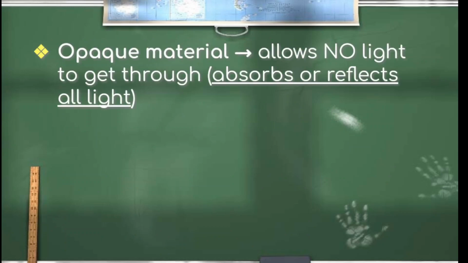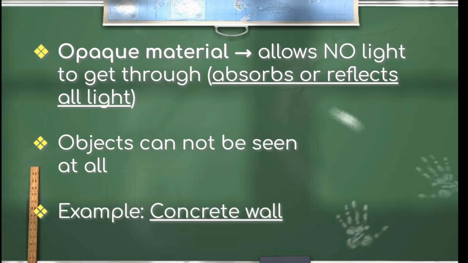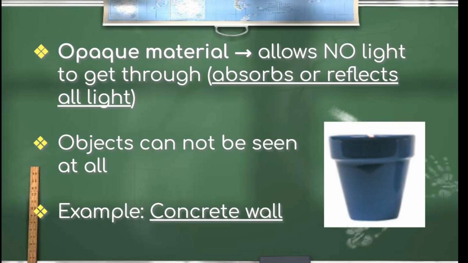And then good old opaque allows no light to get through. Some light is absorbed, and some light is reflected. And so you can't see on the other side of this object at all. An example is a concrete wall, or a brick, or a cat, or a computer. I would say it's fair to say that most objects that we interact with on a daily basis are opaque. We can't see through them because we don't have crazy X-ray vision or anything like that.